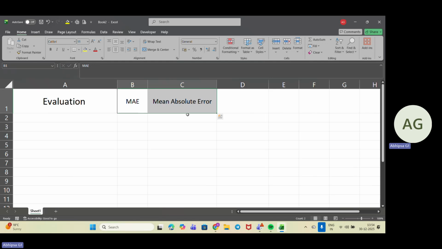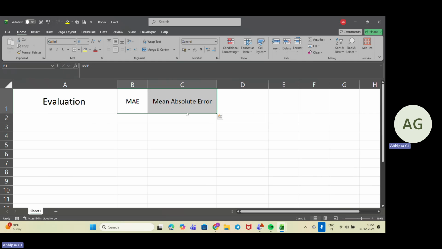Why are we removing the plus and minus sign? Because some guesses are too high and some guesses are too low. If you don't remove the sign, plus 5 and minus 5 become 0. So if one value is plus 5 and another is minus 5, we get 0 at the end, which we don't want. So we just take the absolute value, which gives us the values we want.